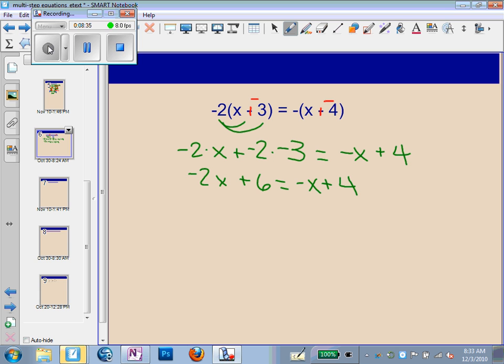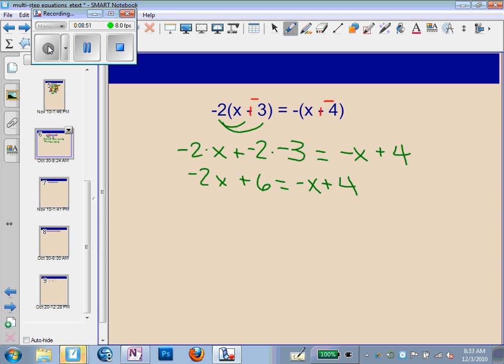Now, you don't have to show this first step. You could go straight into saying negative 2x plus 6 equals negative x plus 4. It doesn't matter. If you need to show that first step, please do, if that helps you cut down careless mistakes and understand what you're doing.